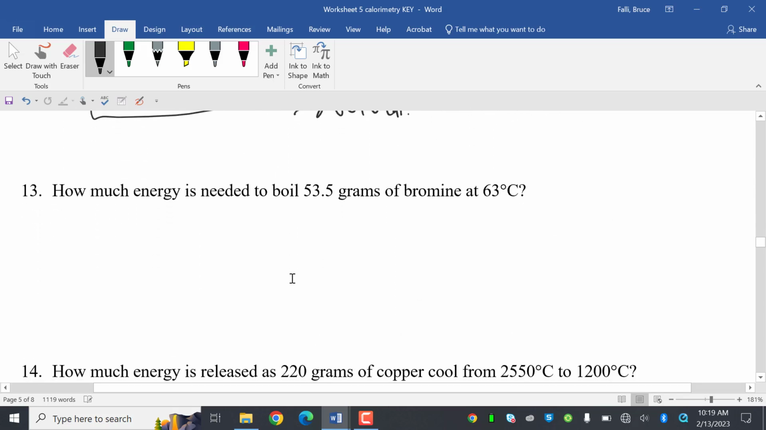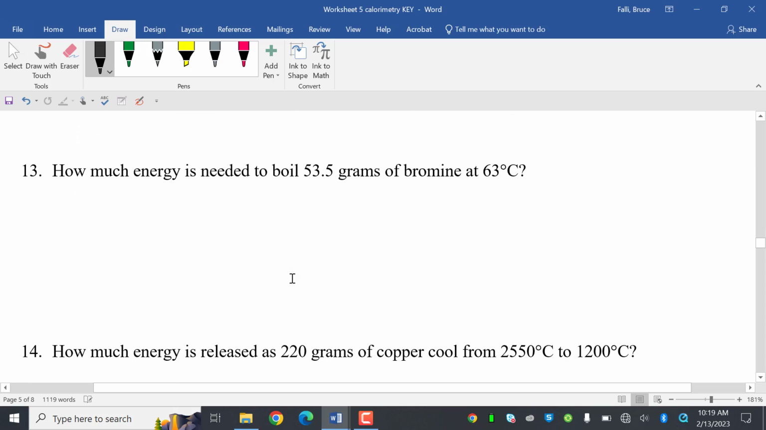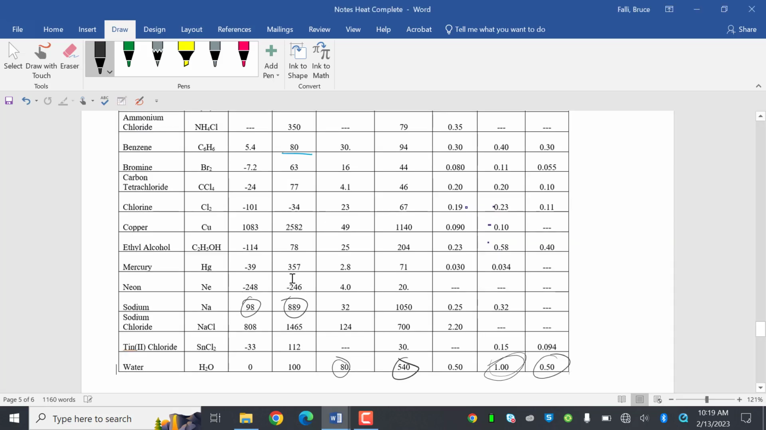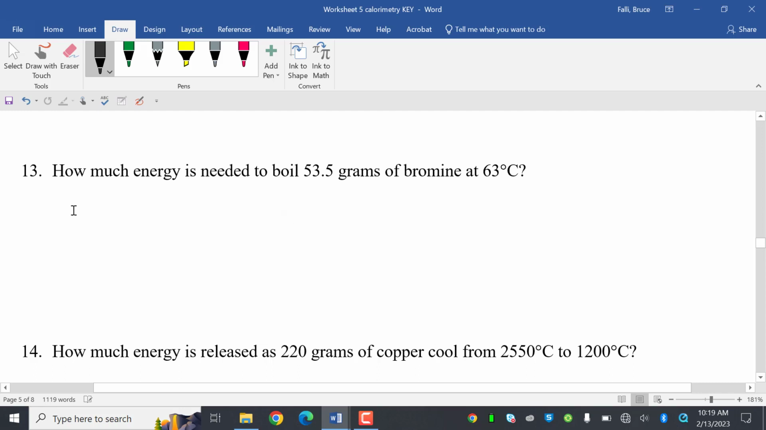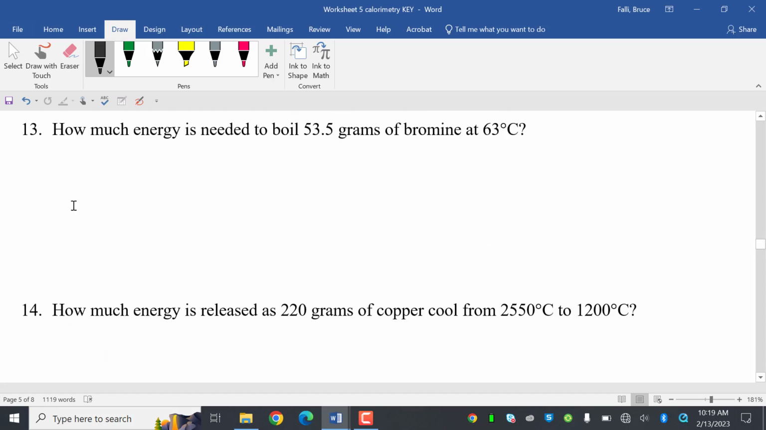All right, how much energy is needed to boil 53.5 grams of bromine at 65? So check out bromine's stats. Bromine at 63 degrees. Hey, that's where it boils. So, oops.